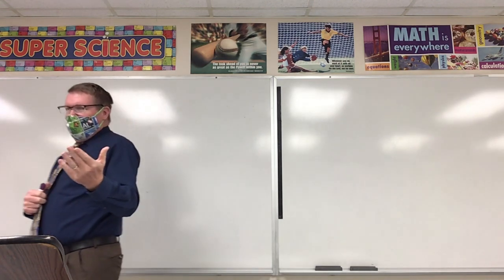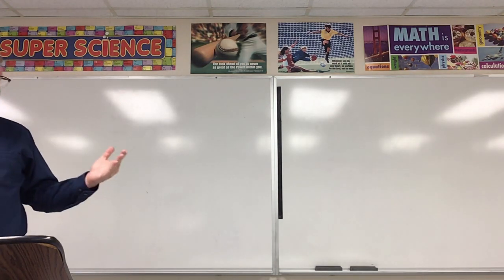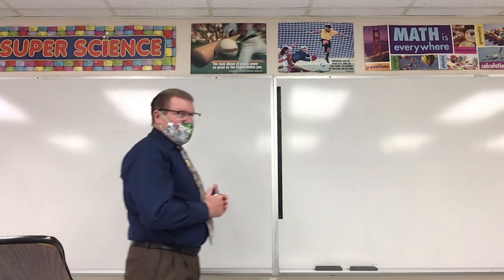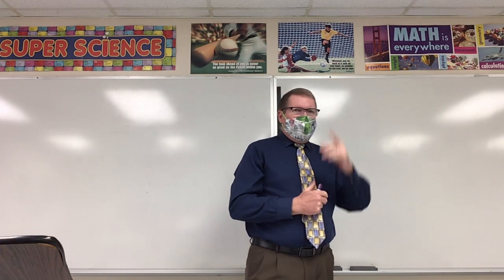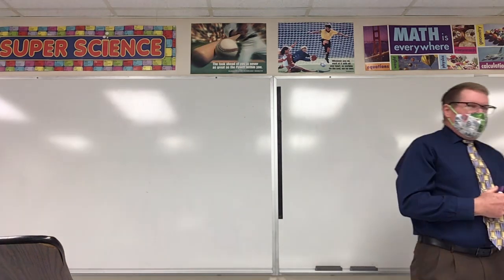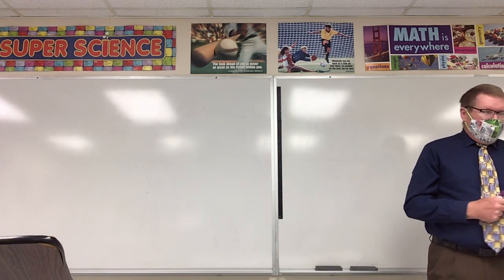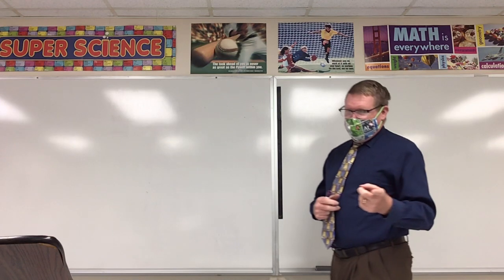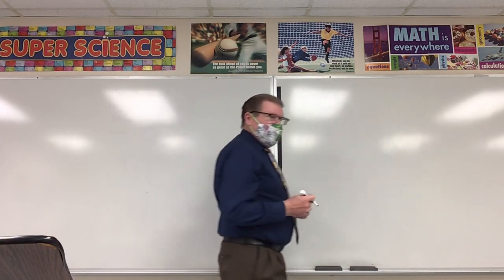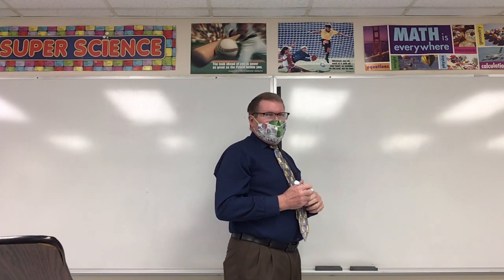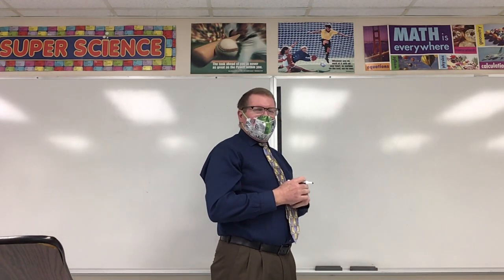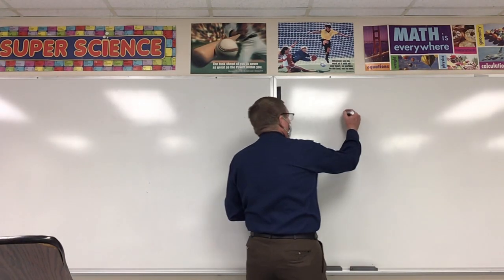So why do we want to bond? We want to become stable. How do we get stable? We get 8. How can an atom get 8 valence electrons? By giving, sharing, or losing. Giving or losing would be the same. Or taking.